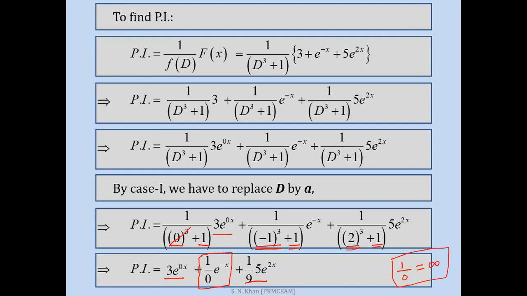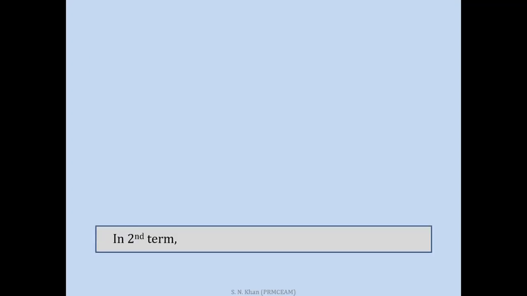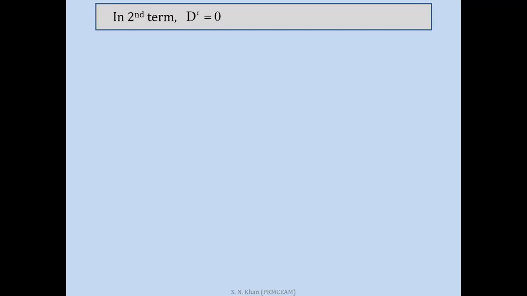So the first term is solved here, the third term is solved. Now we have to solve the second term further, because in the second term we are getting the denominator equal to zero, and we did not want the denominator equal to zero. So now we have to solve the second term.